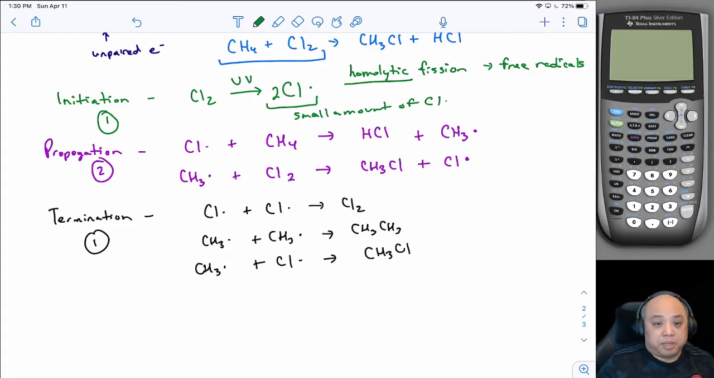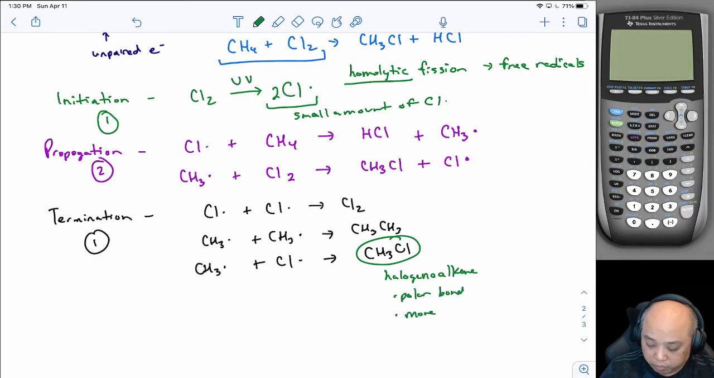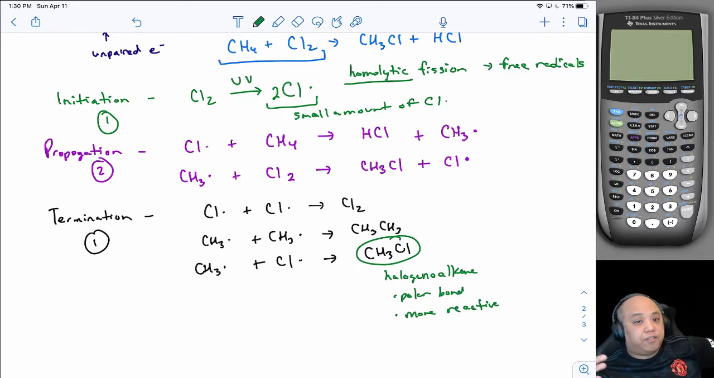But is this still the best way for the reaction to occur to create this species right here, the halogenoalkane? It has a very polar bond, which makes it more reactive. So the fact that you've added a halogen into an alkane allows it to go further down the reaction chain and pathway and do more and more things to it. And that's what we're going to talk about next.